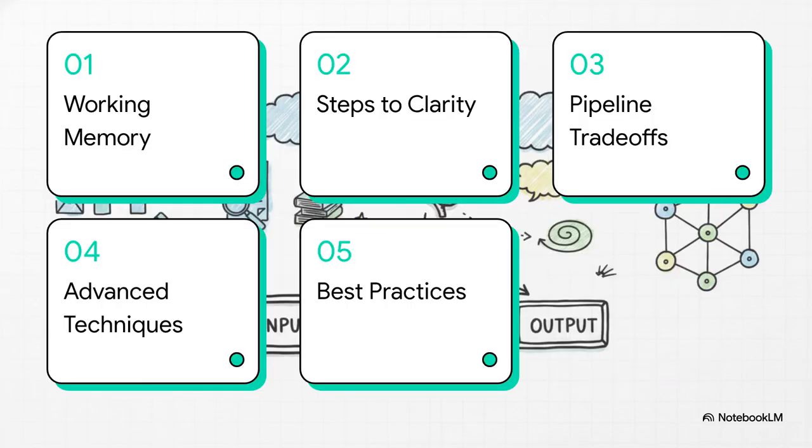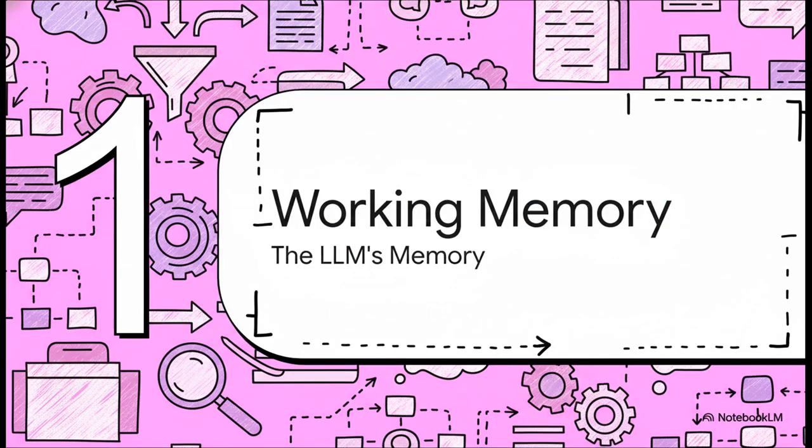Okay, let's dive into this. To master this orchestration, we're going to follow a really clear roadmap today. We'll start with the working memory metaphor, then move right into the 5 steps to clarity. After that, we'll look at balancing pipeline trade-offs, explore some advanced context techniques, and finally, wrap the whole thing up with best practices and pitfalls. All right, kicking things off with Section 1, the working memory metaphor.